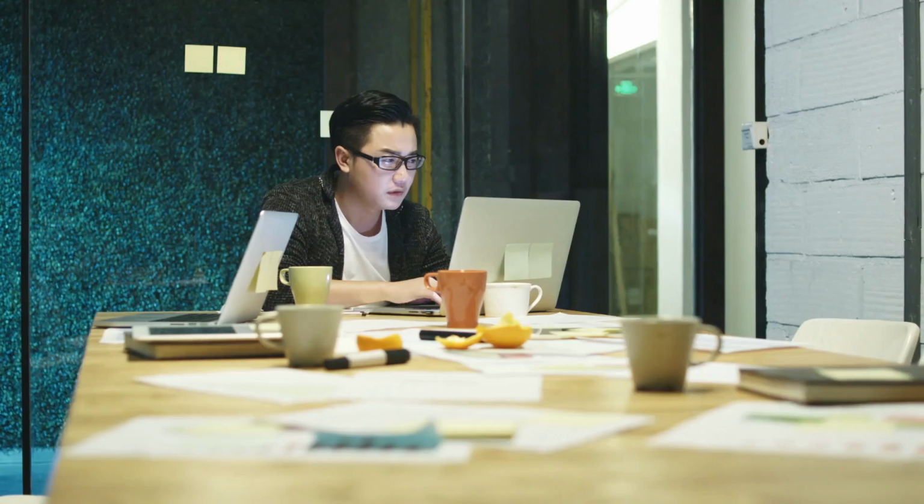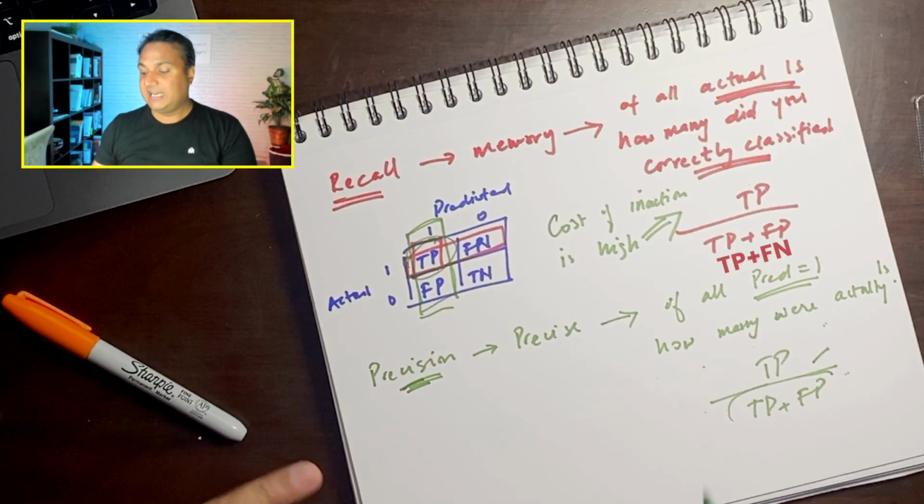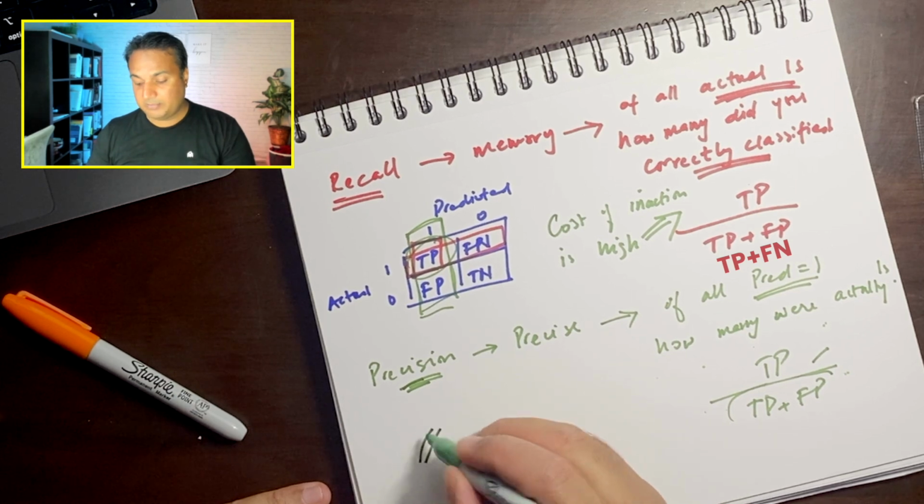And similarly, if the cost of action is high, for example, if you're trying to train a model in which case the tax department should do a detailed audit of someone. Or let's say you're working in the marketing department of a company and you want to send out direct mail where the cost of each mail is $5 or something. So you only want to send it to people where you have a high probability that they will buy from you. Since the cost of action is expensive, in that case you should try to prioritize precision.